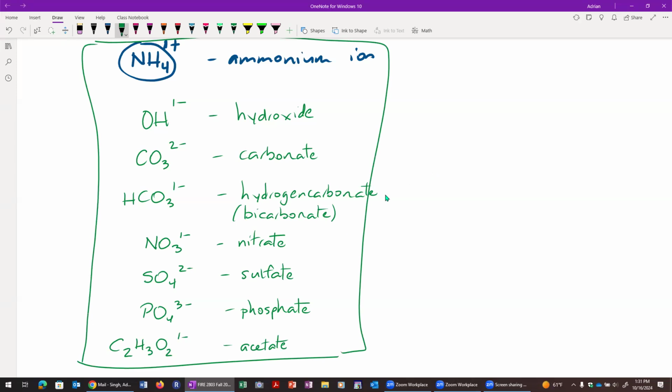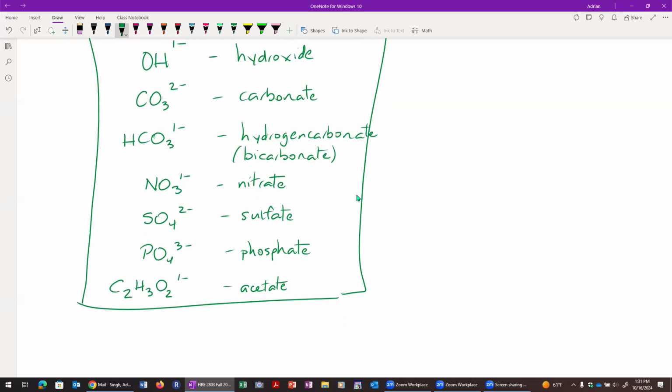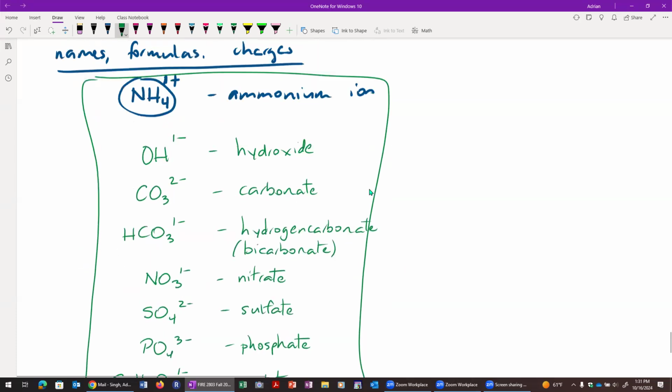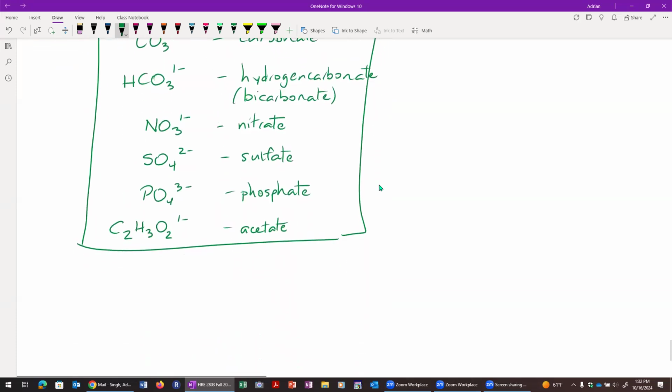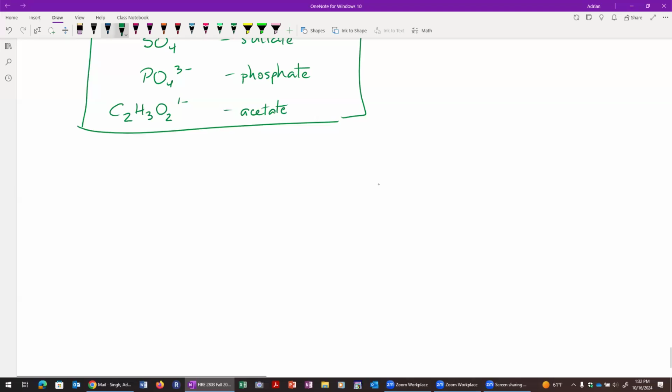So how do we incorporate these into ionic bonding, ionic nomenclature? Well, we're going to treat them the same way like we did previously. So let's take a look at a couple examples, right? So we want the name and the formula for the following. We're going to combine magnesium and let's do the acetate.